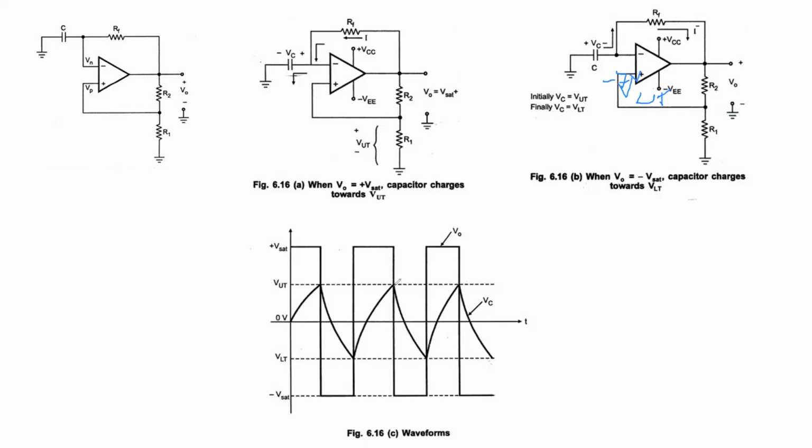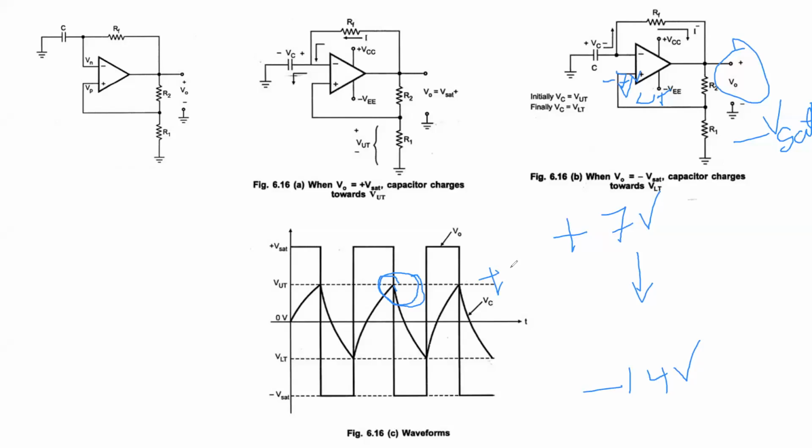The capacitor again charges towards minus Vsat. So where does the capacitor have to charge from? It starts from +7 volts and has to reach -14 volts, right? So from +7, this point is VUT, and this one is the -14 volts point.